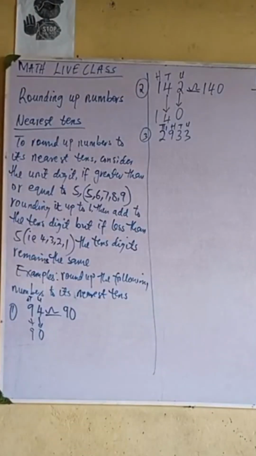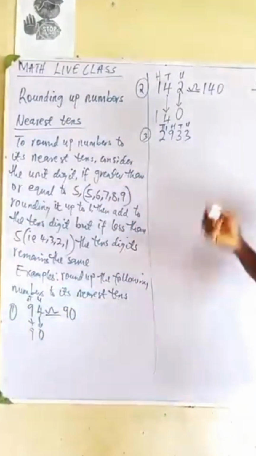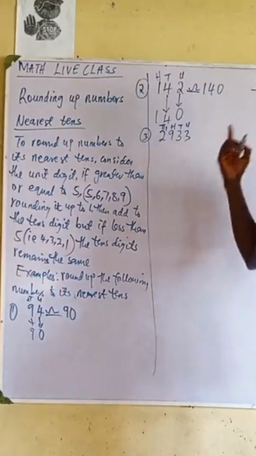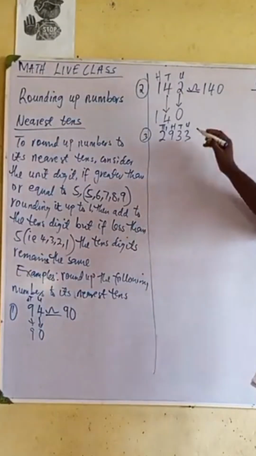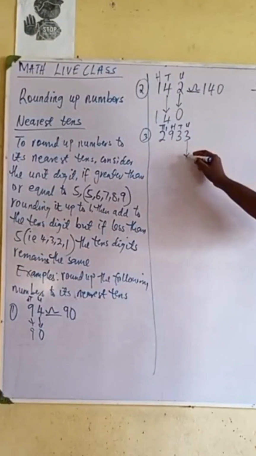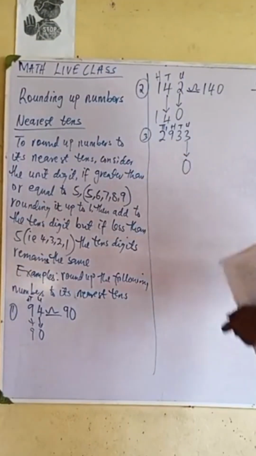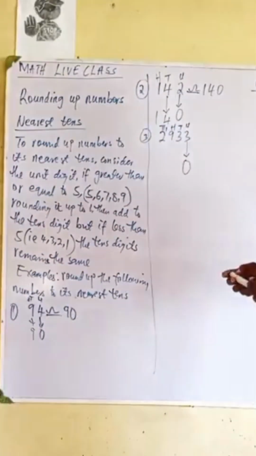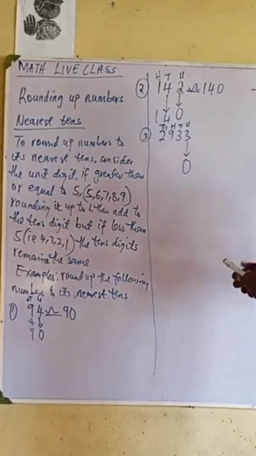So we are rounding up that number to what? To the nearest tens. Now consider the example that we have on the board. As you can see, the unit digit there, which is 3, is not up to a number you can round up to 1. Since it's not up to a number you can round up to 1, first of all, we replace the unit digit with what? With 0.